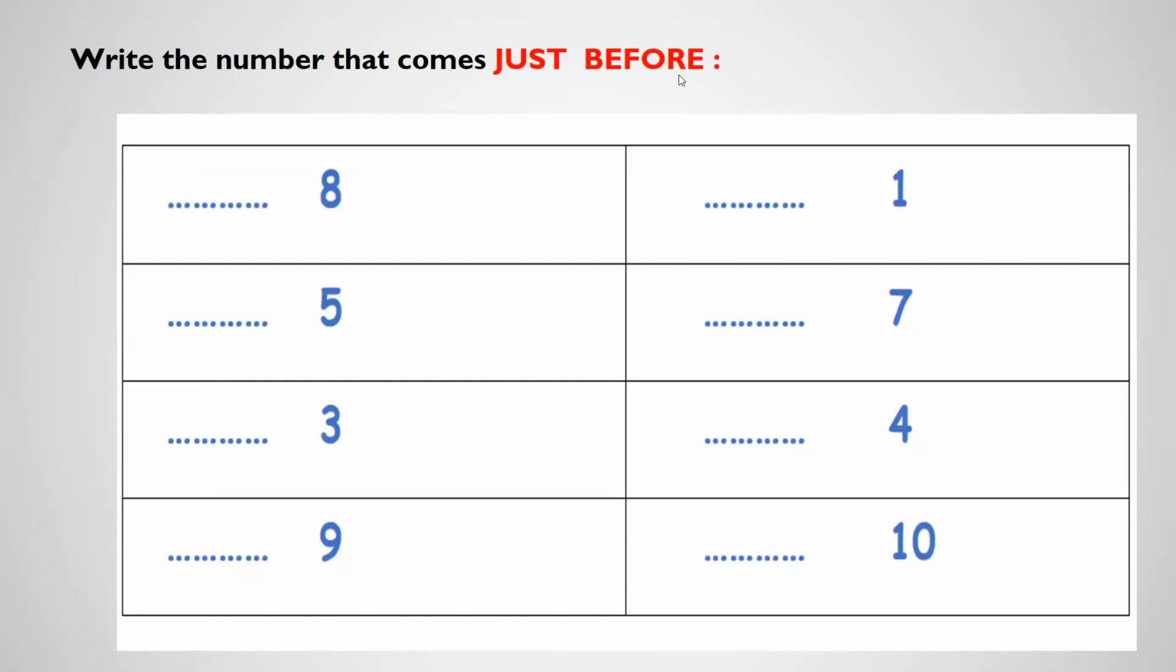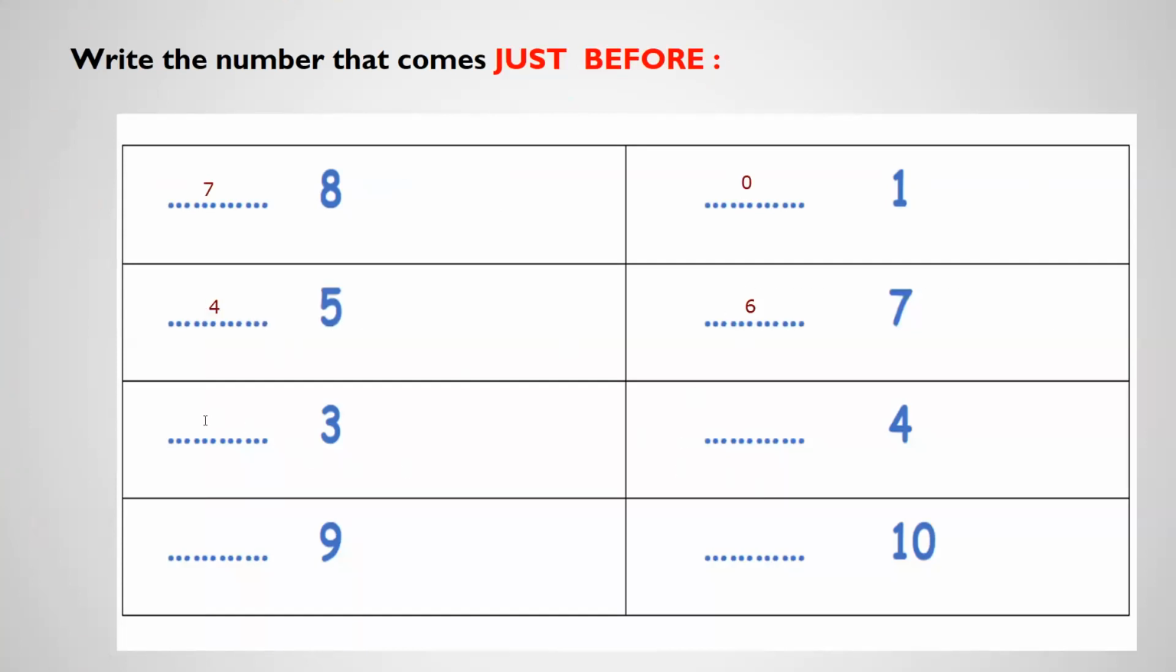You must know how we can write the word before and the word after and read it well. So when you see this, this is the word before. Okay, what comes before 8? Can you solve? Before 8, 7. What about before 1? Yes, it's 0. Before 5, 4. Before 7, 6.